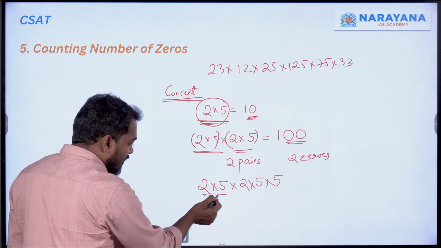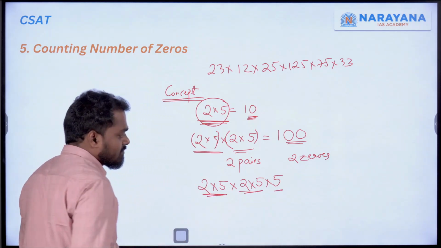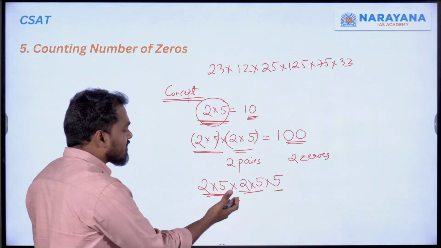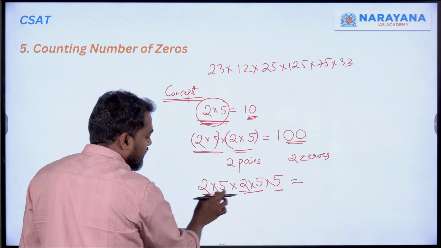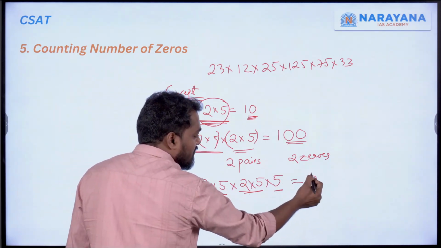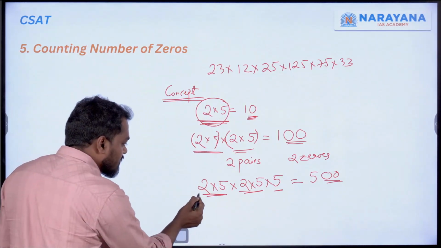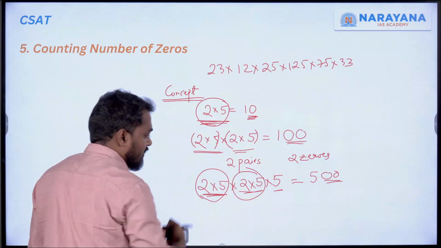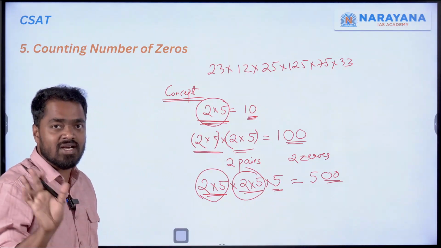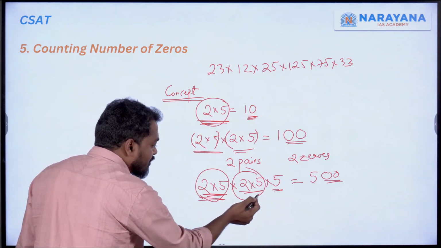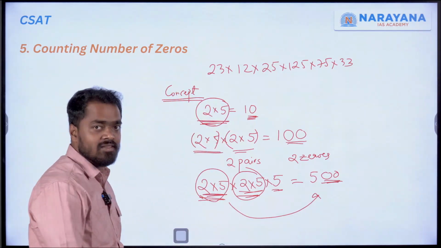There is one 2 into 5 pair, two pairs, but there is one extra 5. Normally we may think that there can be 3 zeros, but let's take the product. 10 into 10, 100, 100 5s are 500. There are only two zeros. So here you have to understand the pairs of 2 and 5 is very important. Even if you have any extra 5, even if you have any extra 2, that doesn't matter. How many number of 2-5 pairs are there? Then it will give you those many number of zeros at the end.